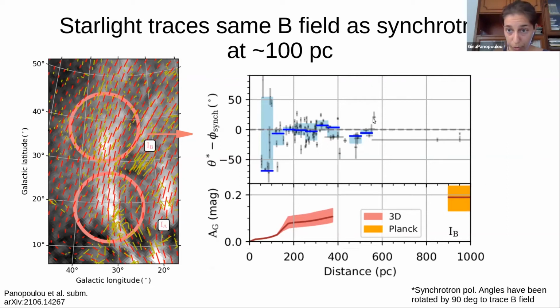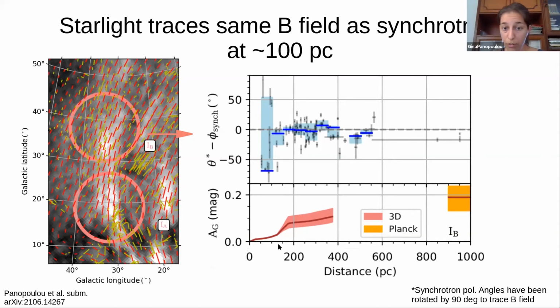Individual measurements are shown in gray, and we've binned the data in distance steps of 50 parsecs or so. And in this region, you can see that after about a distance of 100 parsecs, you get a much smaller spread in the angle differences, and all the mean values within the bins fall around 0 degrees. So we're finding a statistically significant alignment between these two polarization angles at a distance of around 100 parsecs. And this coincides with the jump of extinction seen with stellar photometry.